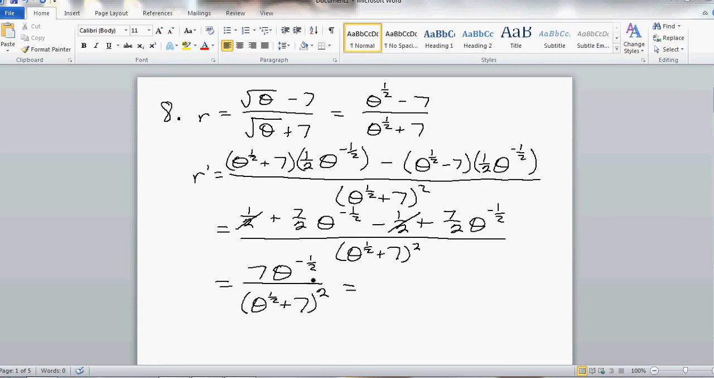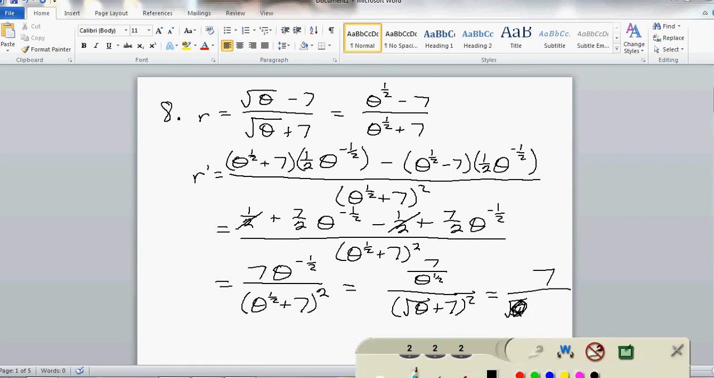Now we have to write this in a more acceptable form. So this is going to become 7 over theta to the 1/2 over, and theta to the 1/2 is the square root of theta. So I can rewrite that like that. But not only can that fit here, but this does simplify when written in this form. Whoops, not x, theta. Let me erase that so we get something legible.